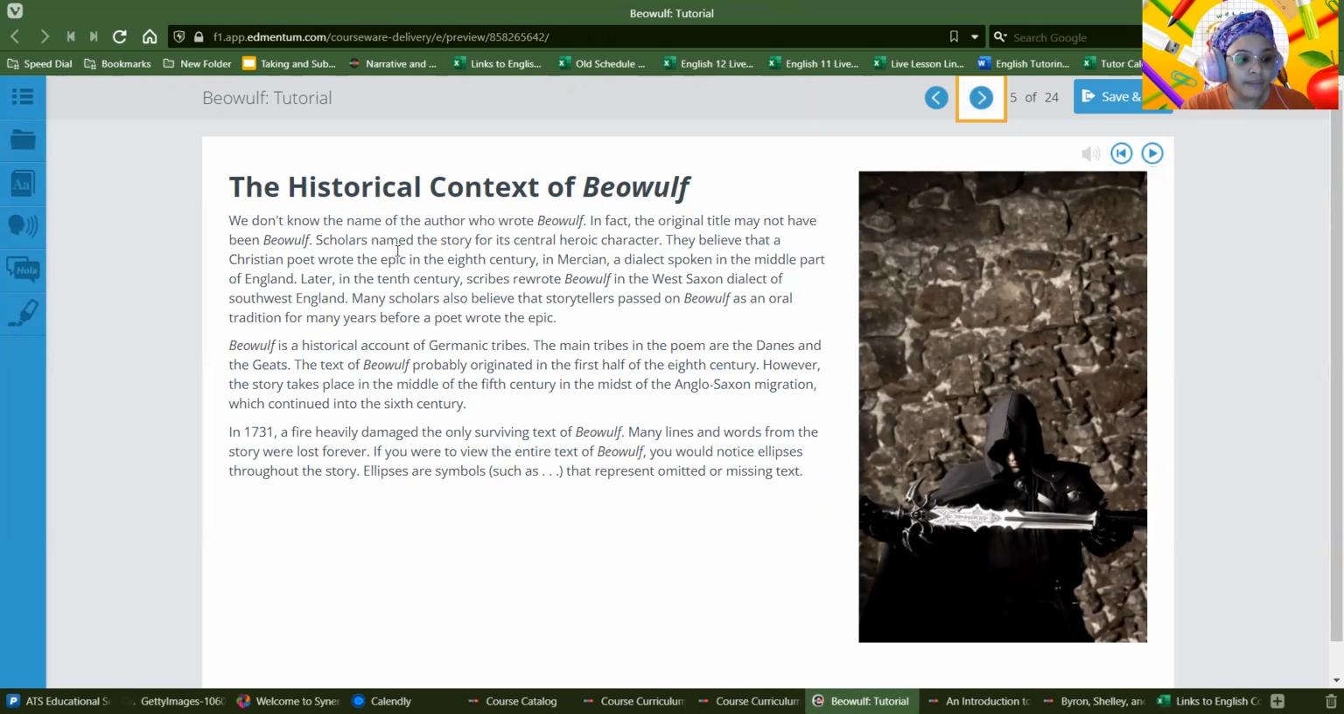So basically, this was written in the 8th century. The 8th century means the 700s. Remember, the trick for remembering centuries and how they work is you subtract 1 and add 2 zeros to the end of the number. So 8th century, subtract 1, that would be 7, and then add 2 zeros, that's the 700s.